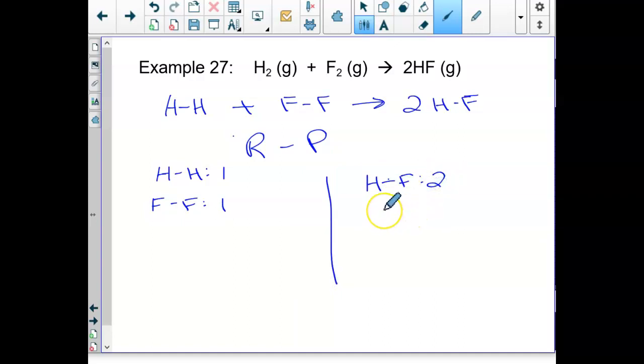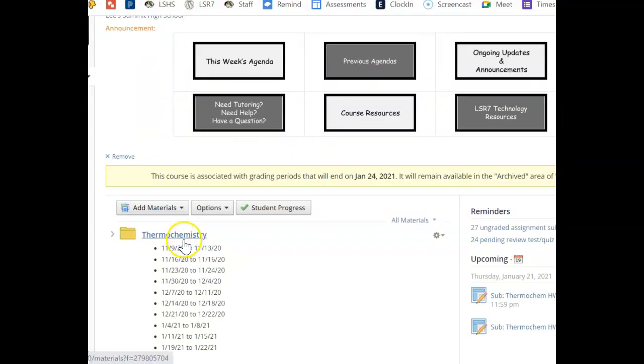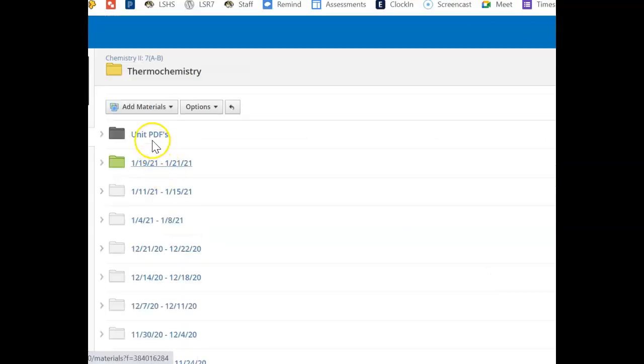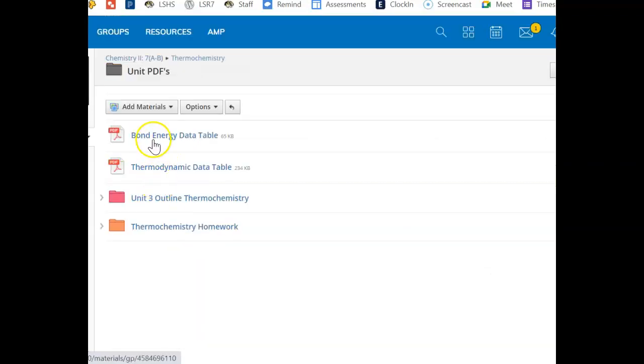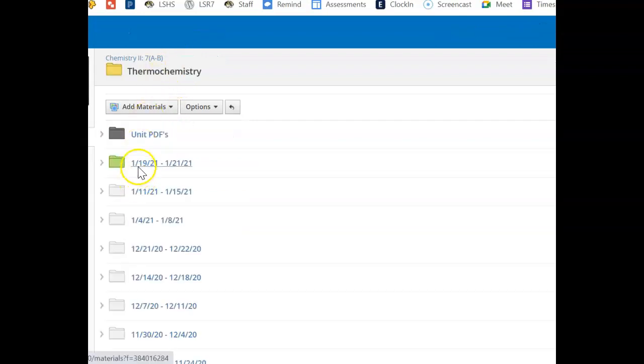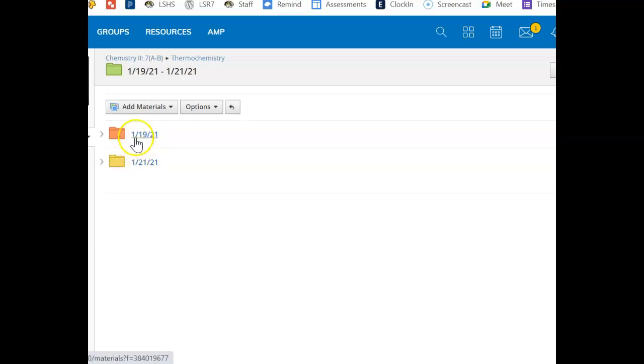So now we're going to look at a bond energies table to get a value, and I will show you where that is. Give me just a moment, I'll go do that. You're going to be able to find that bond energies table in several places. First of all, you can go to the thermochemistry folder. It'll be in the unit PDFs, right here, bond energy data table. More closely related to what we're working on, I also put it in both of these folders for today and for Thursday. So we're going to open that up and use that table.